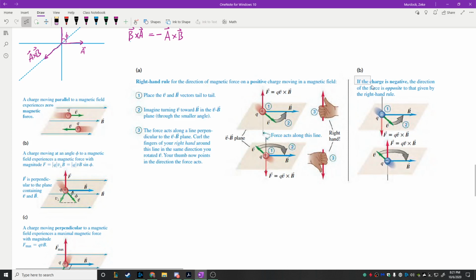What we saw in the video was a stream of negatively charged particles, and he showed that the right-hand rule basically gave you the wrong answer. That's why, if the charge is negative, the direction of the force is opposite, and you have to flip it around. So you do the V cross B part. Notice that these two pictures are exactly the same. The only difference is this is positive, and this is negative, and because it's negative, the force goes down. And that's it. That's the right-hand rule. Anyone have any questions?